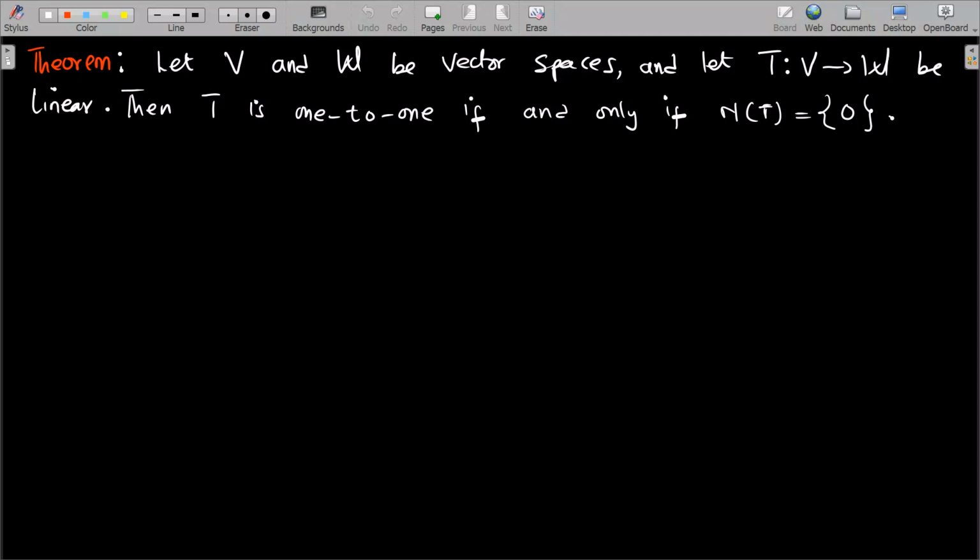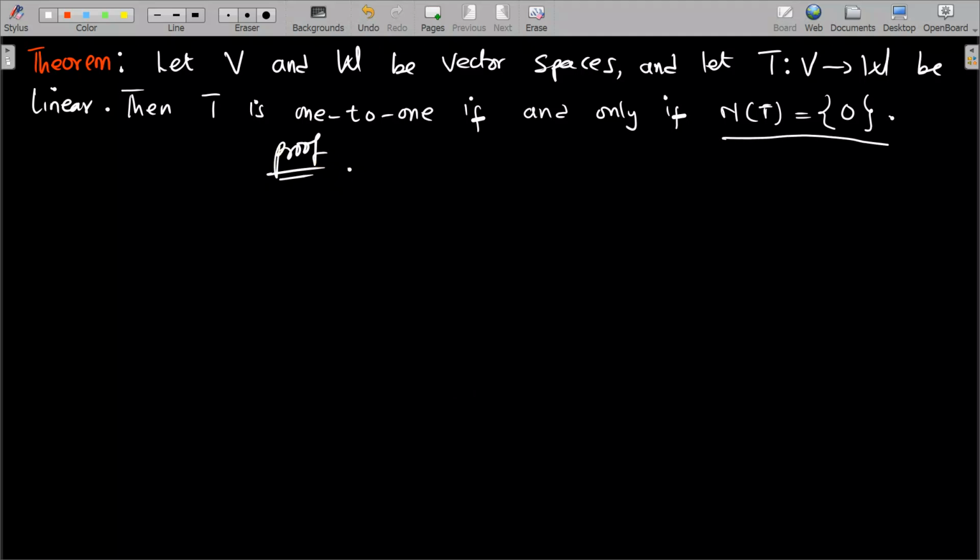Let V and W be vector spaces and let T such that V maps to W be linear. Then T is one to one if and only if the null space is equal to the zero vector. Now let's write a proof to it. How do I prove this?